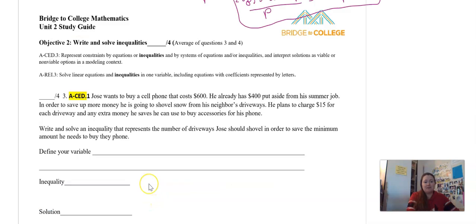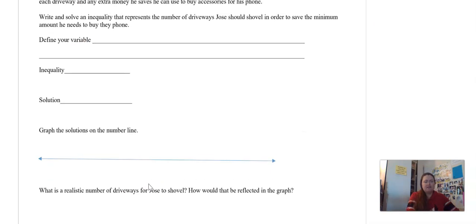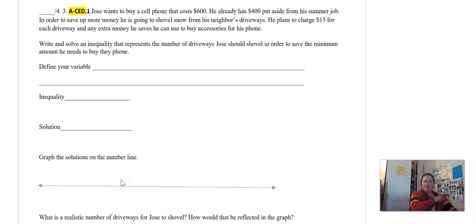question 3. So now we're looking at inequalities. This is a word problem where you need to use an inequality to solve. So Jose wants to buy a cell phone that costs $600. He already has $400 put aside. In order to save up more money, he's going to shovel snow from his neighbors' driveways. He plans to charge $15 for each driveway, and any extra money he uses, he'll buy accessories for his phone.